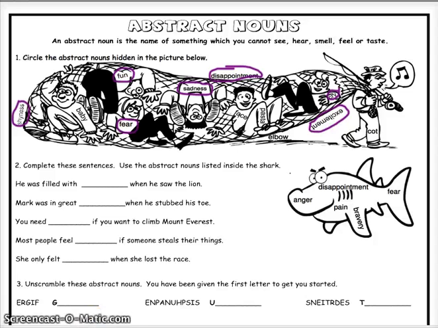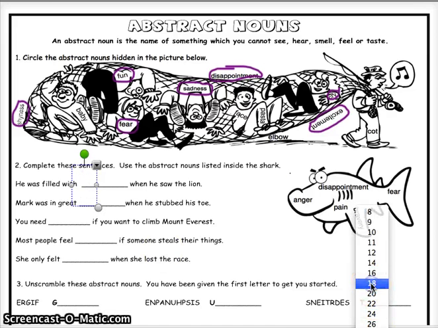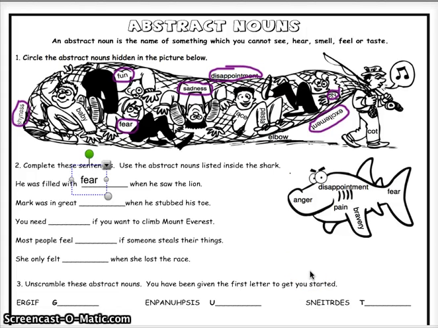All right, let's look at number 2. We're going to complete these sentences. Use abstract nouns listed inside the shark. So we have anger, disappointment, fear, pain, and bravery. Let's look at the first sentence. He was filled with blank when he saw the lion. Now, if I'm seeing a lion, am I going to be angry, disappointed, painful, bravery, or fear? I believe I would feel fear. Let's see if I can get this a little smaller. There we go. Fear.